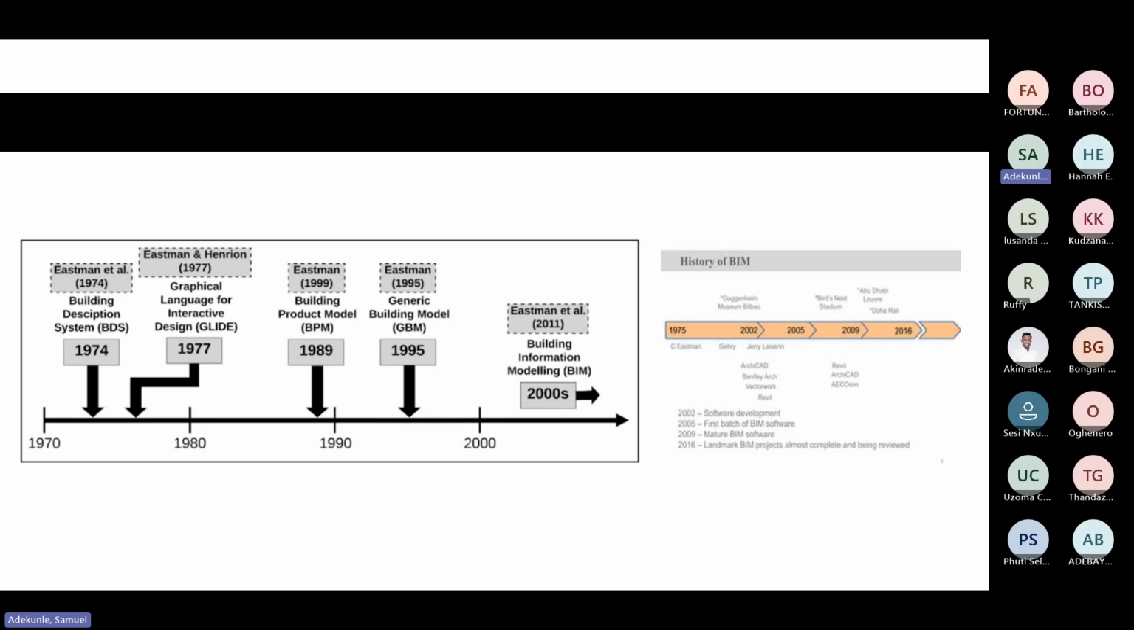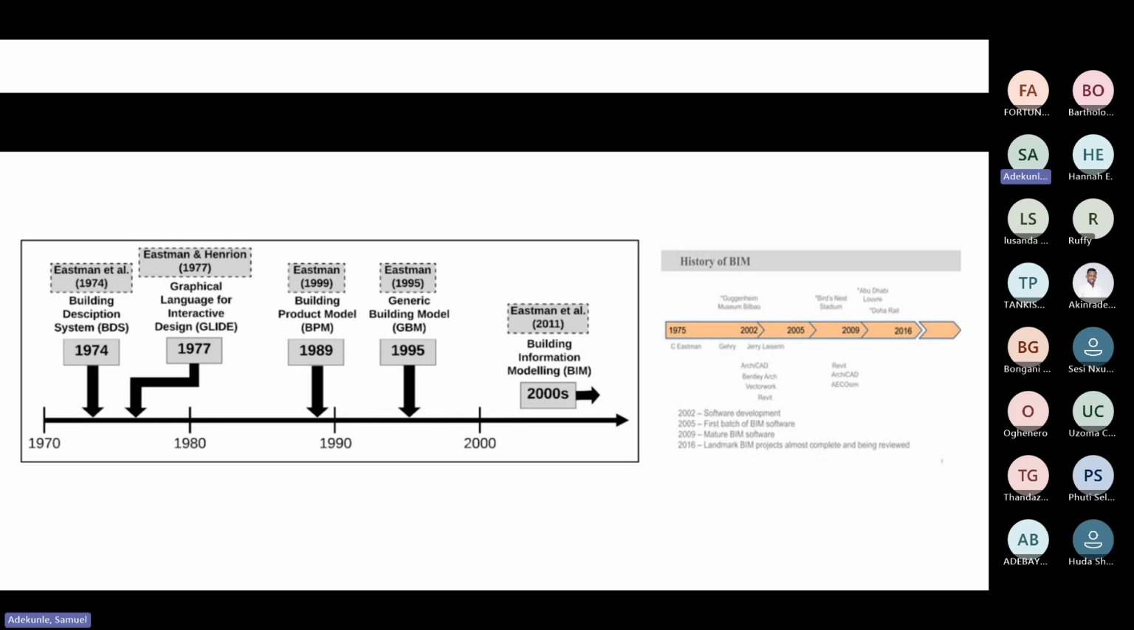And with each dimension we add to it, it becomes richer and more robust for us to work with in the construction industry. So for BIM in its evolution, it didn't start this year, it didn't start last year. It has started since the 1970s when Eastman started with the BDS, which is the Building Description System. Time to talk about how building components are to be described. Okay, and then in 1977, we talk about the graphical language for interactive design, etc. This man has been referred to majorly as the grandfather of BIM.